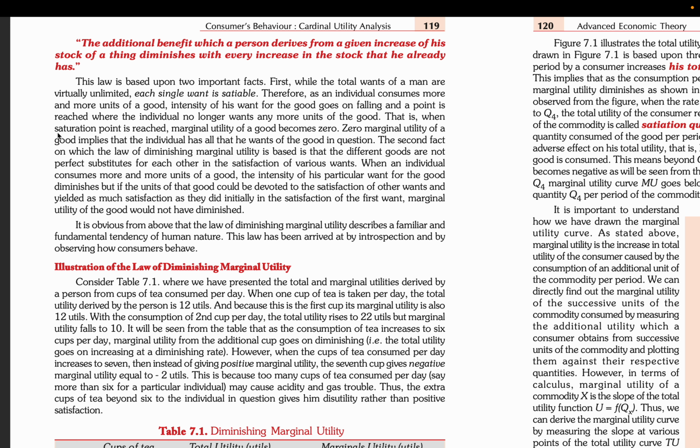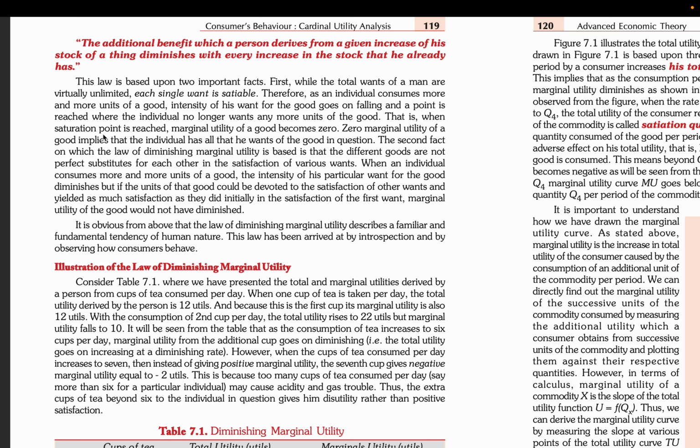Saturation point is a point where you are satisfied. Marginal utility of a good becomes zero, and the utility that you derive from the good becomes zero. Marginal utility, the extra utility that you're deriving from having the extra unit of a good, becomes zero. Zero marginal utility of a good implies that the individual has all that he wants of a good in question. He's had whatever he wanted to have, and he wants no more.